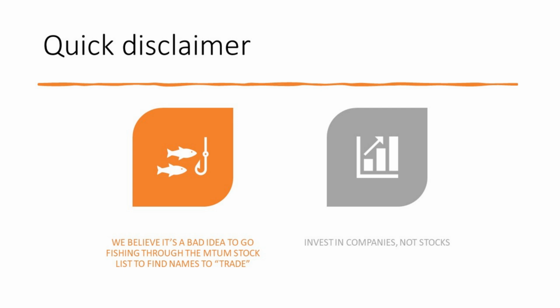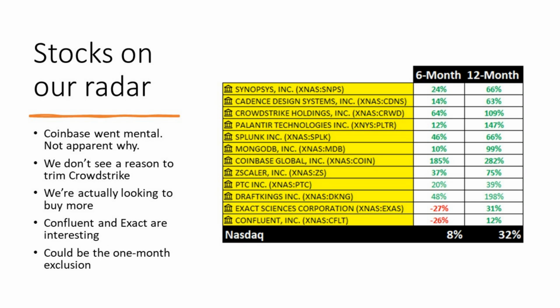Now, just a disclaimer before we go looking at some other names in the recent listing of momentum stocks. We believe it's a bad idea to go fishing through the MTUM stock list to find names to trade. You should be investing in companies, not stocks. Now, bearing that in mind, we went and looked for stocks that are on our radar and listed them all out here. So these are names that would be found in our tech stock catalog where we cover over 460 tech stocks. And as you can see, the NASDAQ 6-month return is along the bottom there, and the 12-month return as well. And then you can compare these names to those returns.